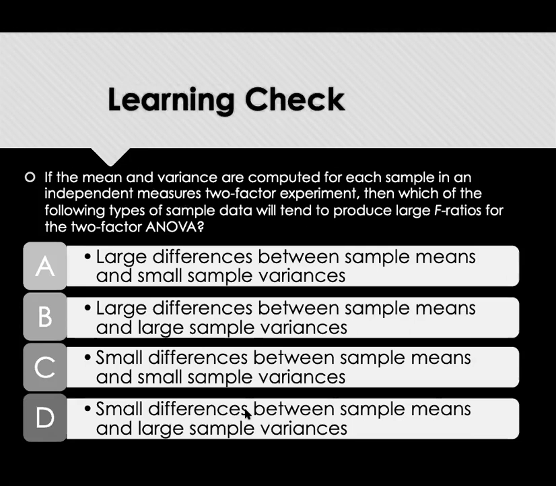If the mean and variance are computed for each sample in an independent measures two-factor experiment, then which of the following types of sample data will tend to produce larger F ratios for the two-factor ANOVA? So do you want large or small differences between sample means? And do you want large or small sample variances? Which is going to give you the larger F value?